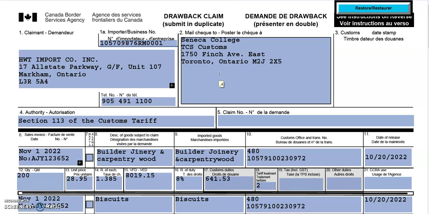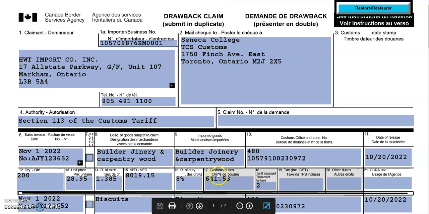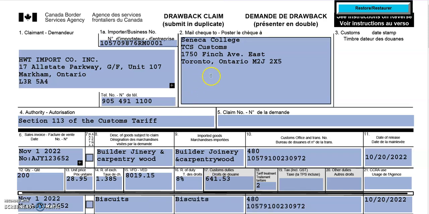I've sat down with a lot of companies and taught them how to fill out a drawback claim, and they can do it themselves. They don't have to pay a customs broker for it. So that's sometimes happened, but in this particular case, you are the people who are going to get the check.